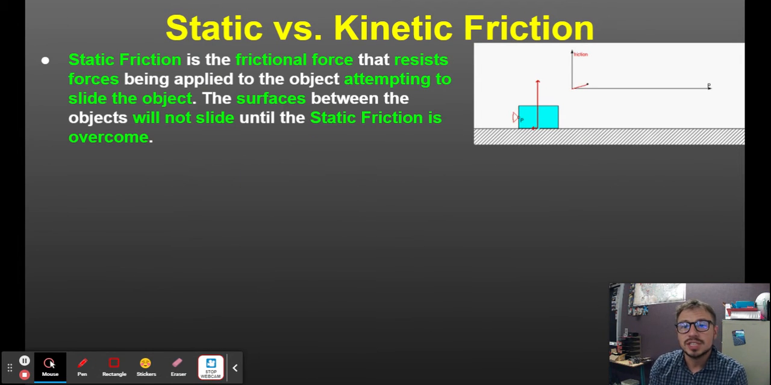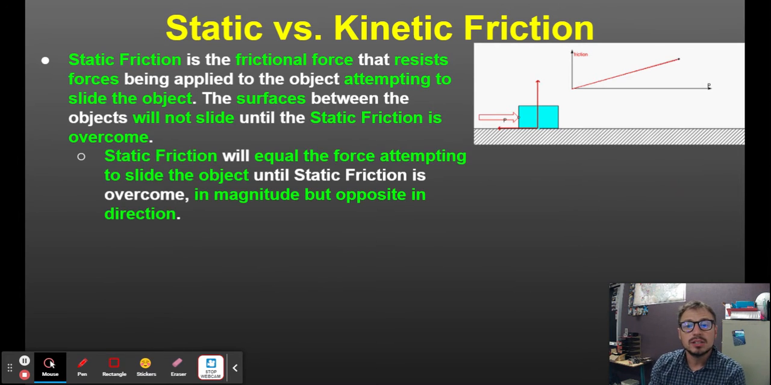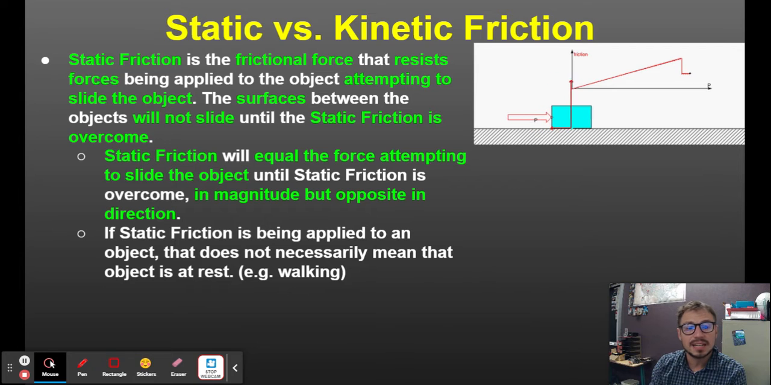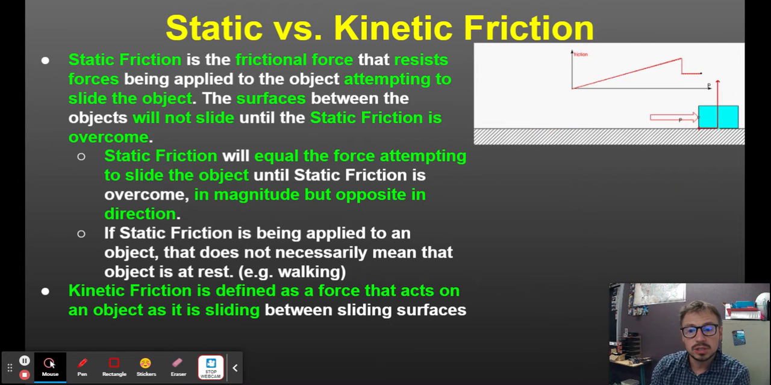So there are two kinds of friction, static friction and kinetic friction. Static friction is the friction that keeps an object from sliding, that keeps those surfaces from sliding. And the static friction will always match the applied force until you overcome that static friction. There's only so much force that static friction can provide before the object starts to slide.